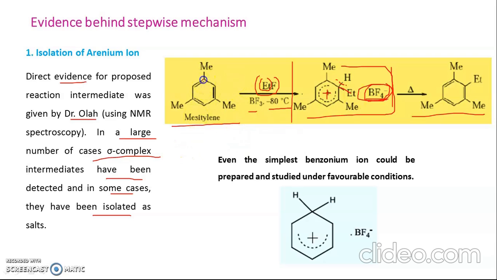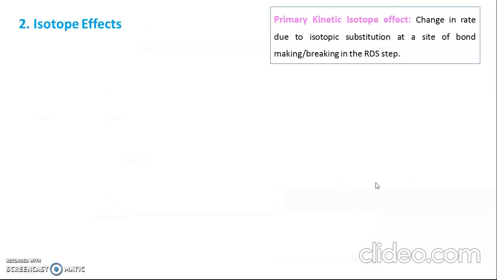Now you can say that this is mesitylene, a benzene ring, and 3 methyl substituents are there. That is why these 3 electron donating substituents make this positively charged species stable. But if you consider a simple benzene ring where no substituents are present, the simplest benzenonium ion or arenium ion that is possible can also be prepared and studied under favorable conditions. So it is a very significant evidence that a stepwise mechanism is going on, because if there is no stepwise mechanism, then this type of salt detection or salt isolation will not be possible. Okay, so this is the first evidence.